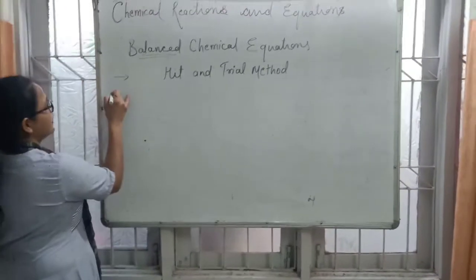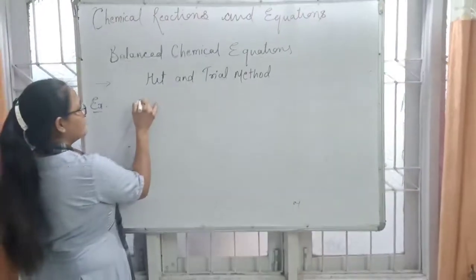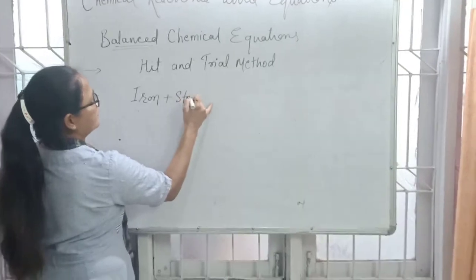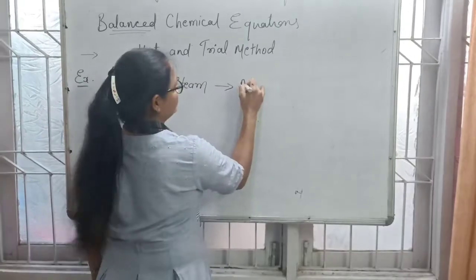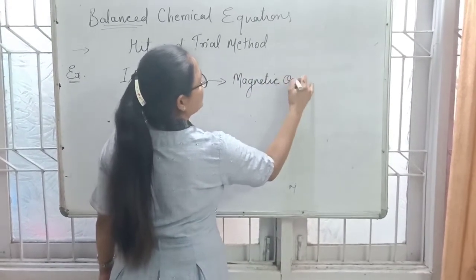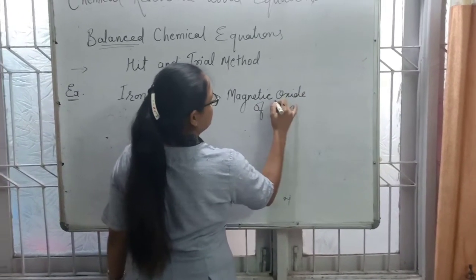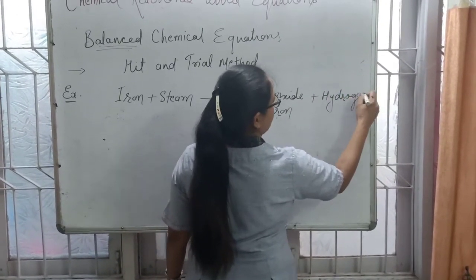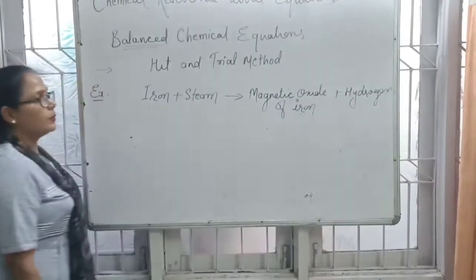Suppose I am taking an example of an equation. When iron reacts with steam, it will form magnetic oxide of iron plus hydrogen.